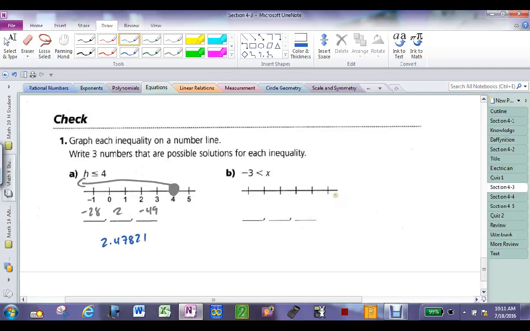Now, graph this guy. What's the only number that matters? Negative 3. Have these been labeled? So who's the boss of this number line? You are. Can you put the negative 3 anywhere you want? Yeah. I'm going to put it over here.